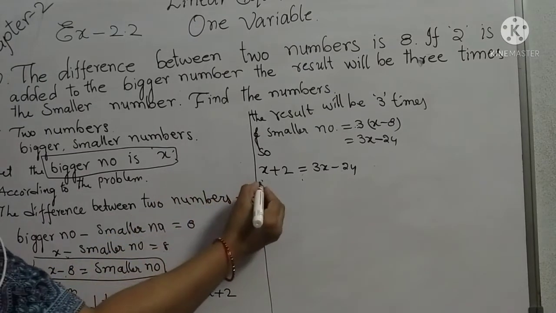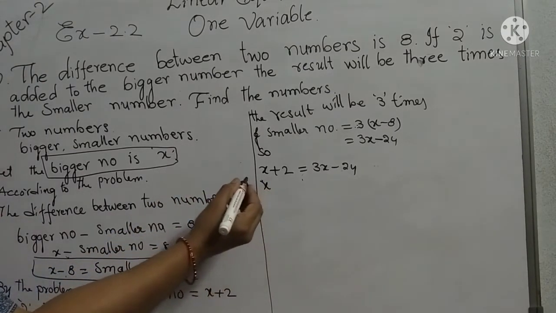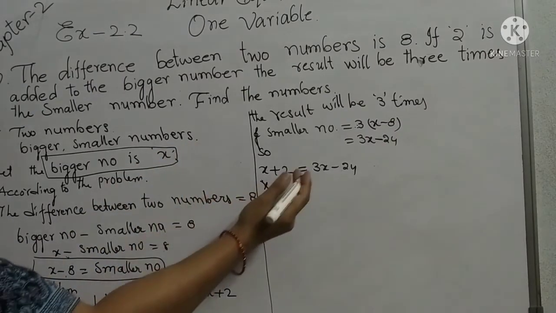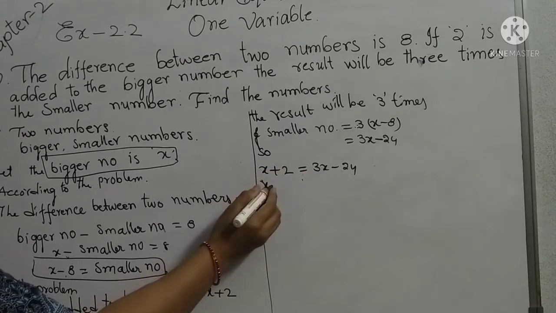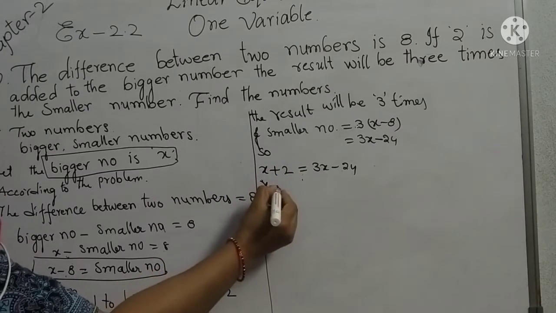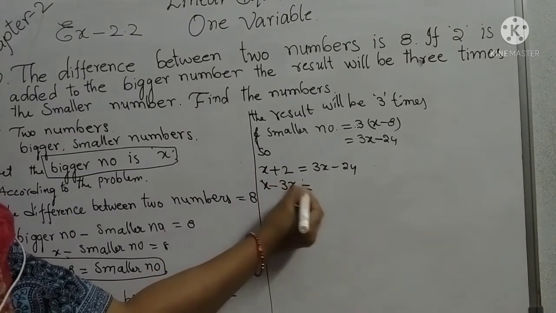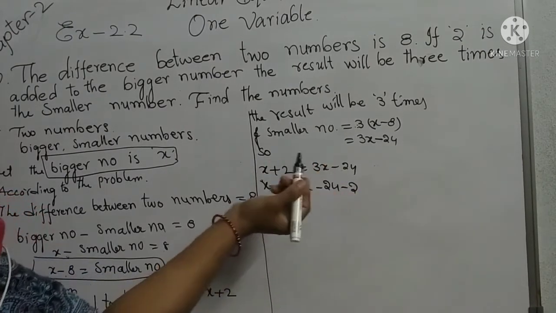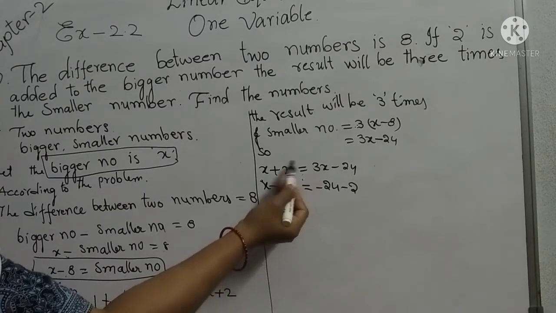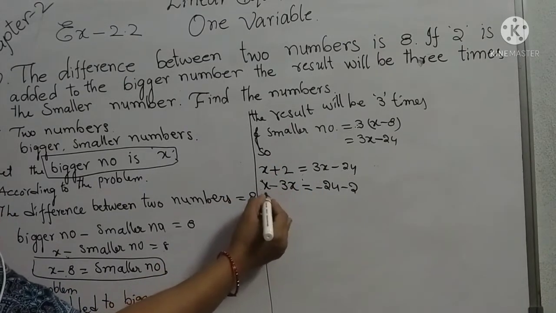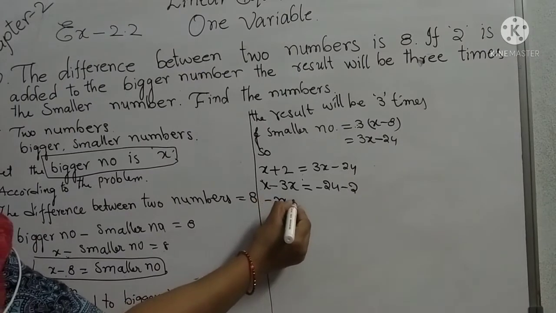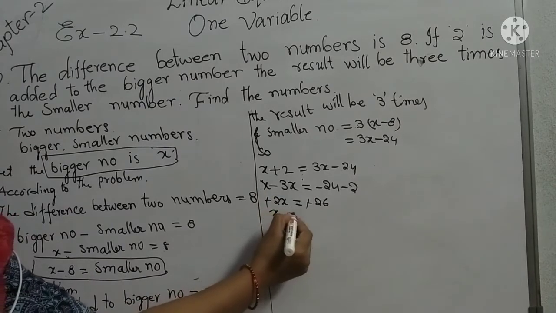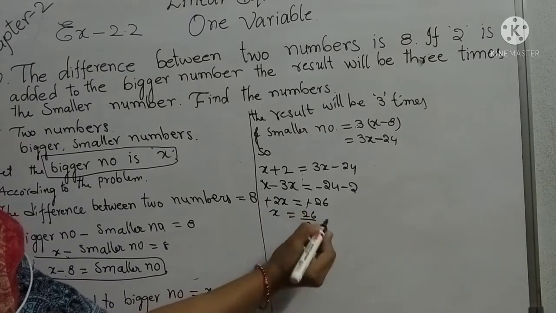So here write the x values: x and 3x. So x minus 3x is equal to minus 24 minus 2. A positive quantity becomes negative, and a negative quantity becomes positive, like this only. So x minus 3x means minus 2x is equal to minus 26. Minus minus cancel. x is equal to 26 by 2.